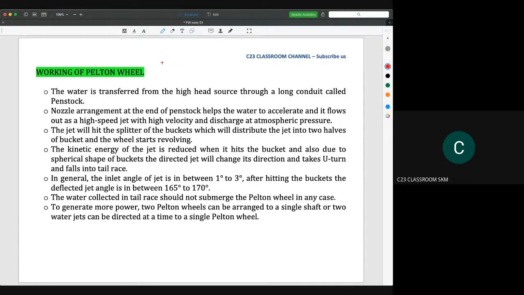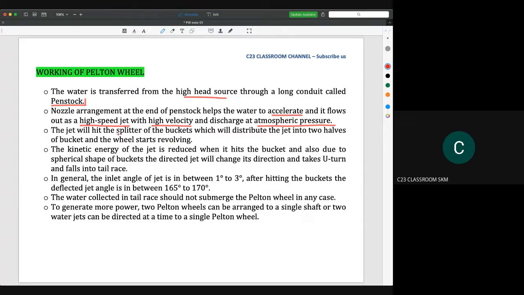Okay, the working of Pelton wheel. The water is transferred from the high head source through a long conduit called penstock. So penstock is actually a pipe system to bring water from the high level to the nozzle. The nozzle arrangement at the end of the penstock helps the water to accelerate and it flows out as a high speed jet with high velocity and discharges at atmospheric pressure.